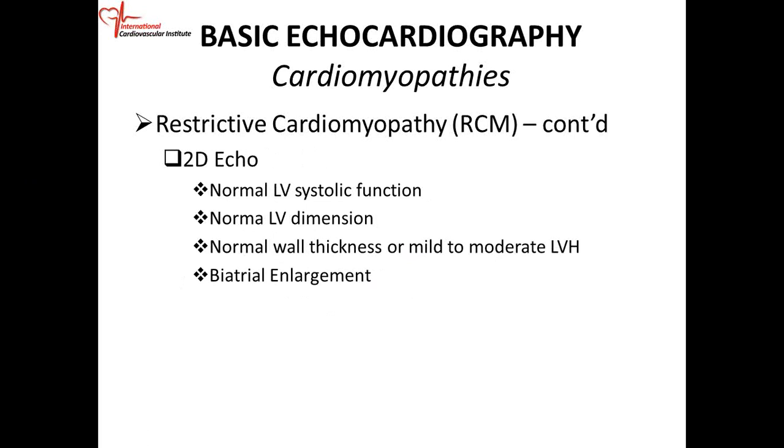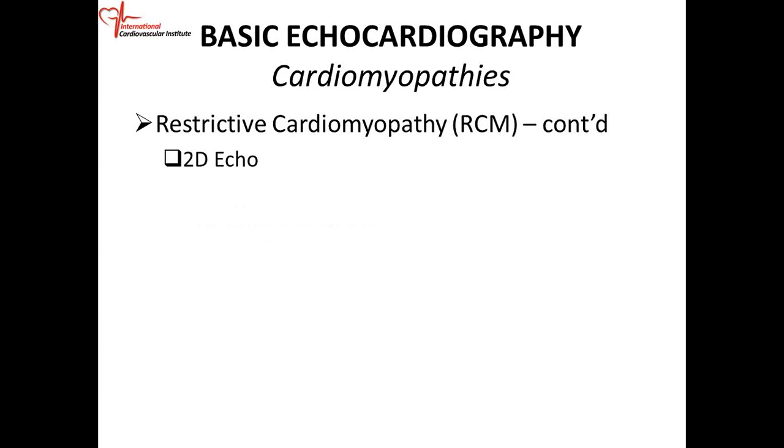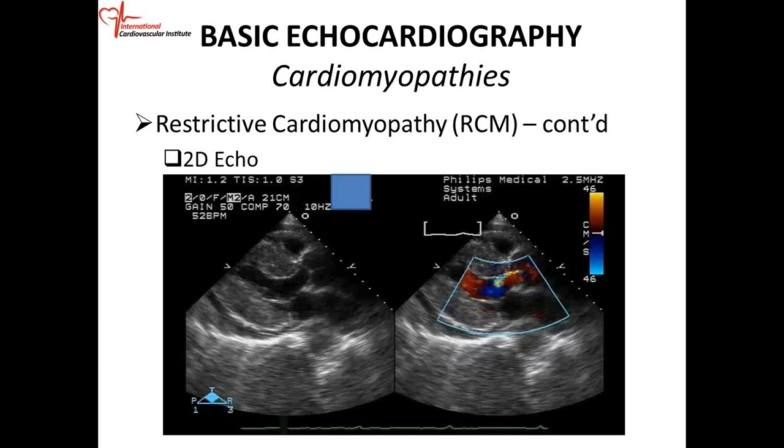So with restrictive cardiomyopathy, again, it's a muscle disease. The LV and the RV cavity may be normal. Sometimes it's dilated, but in the majority of patients, it's normal. The ejection fraction in a lot of these patients is normal. The thickness of the wall may be normal or mildly thickened. And biatrial enlargement, the right and the left atrium are enlarged, and you may get a small amount of pericardial effusion. So this is a classic case of restrictive cardiomyopathy.